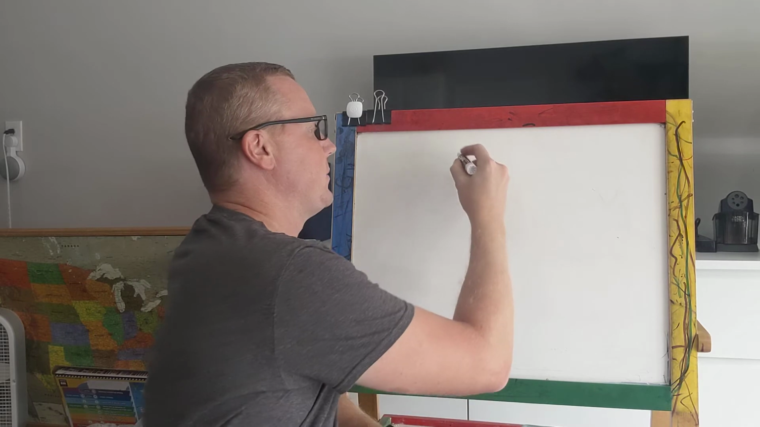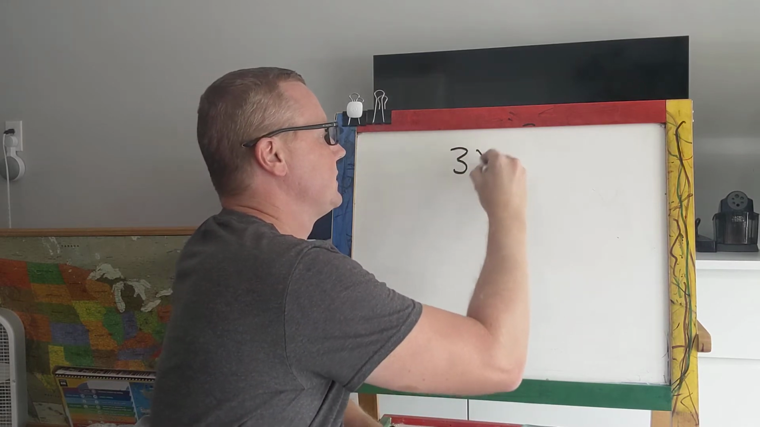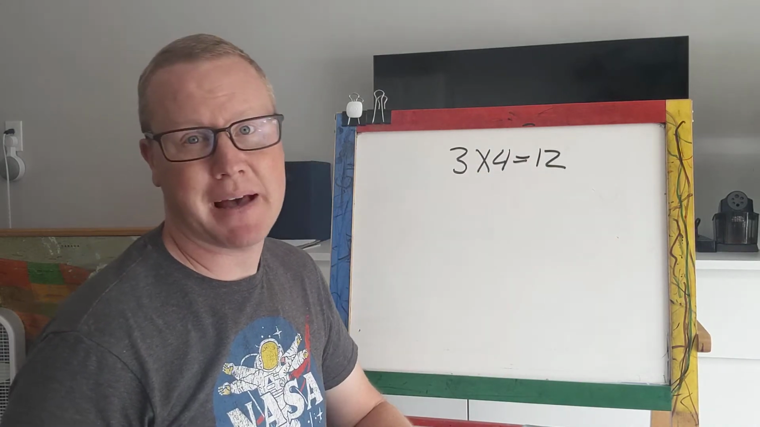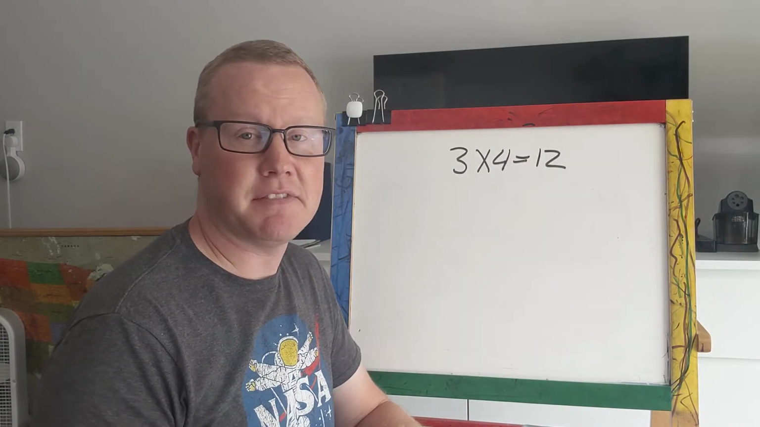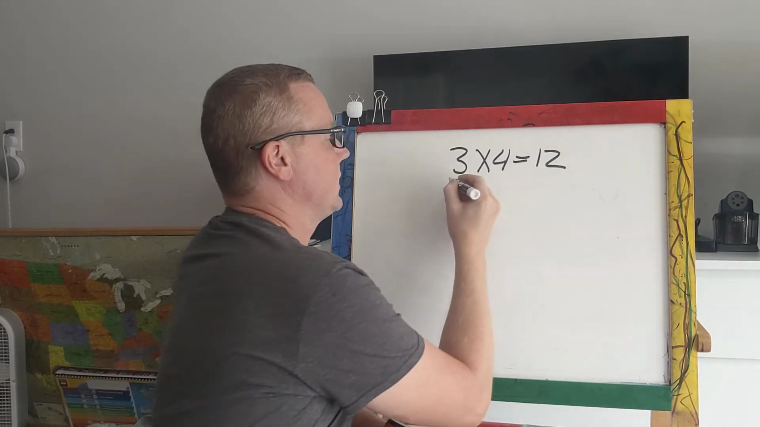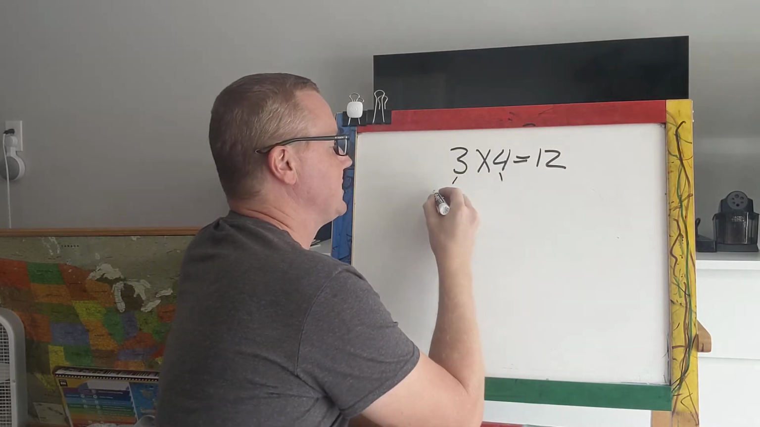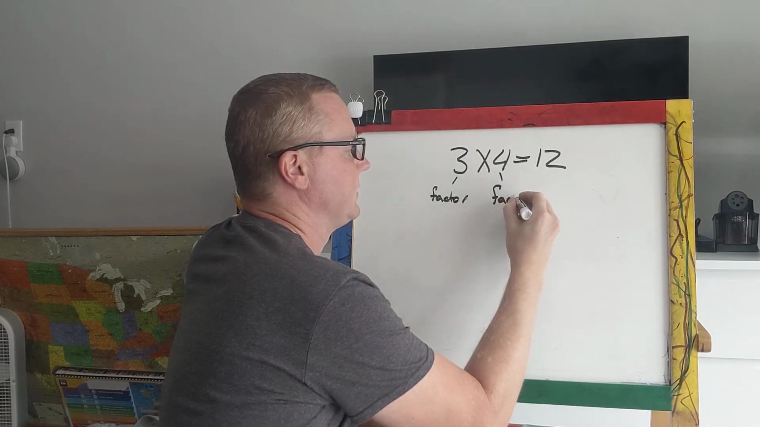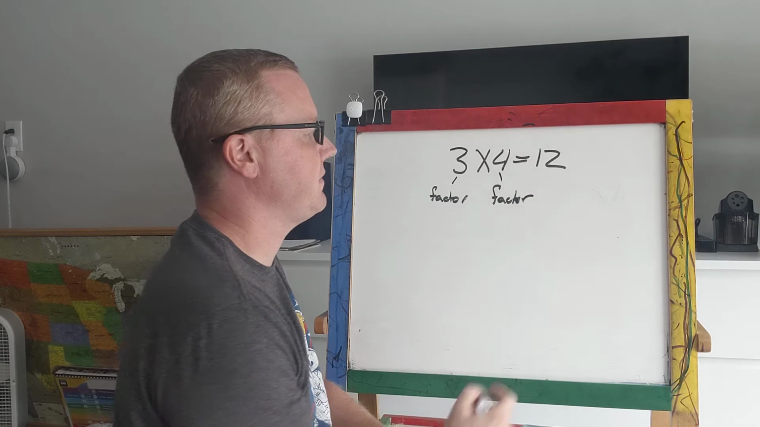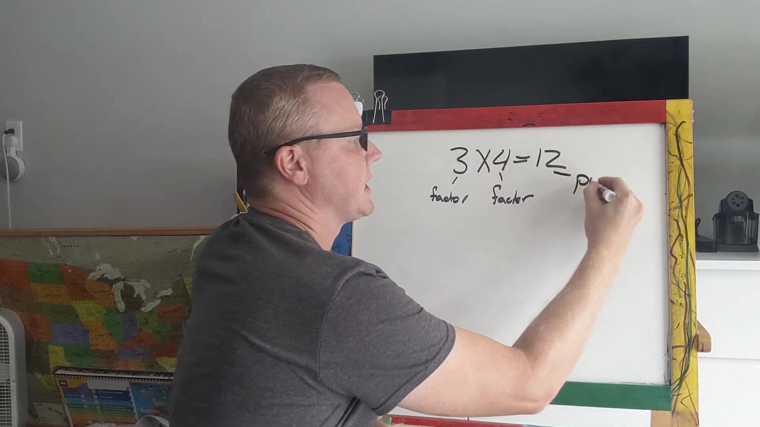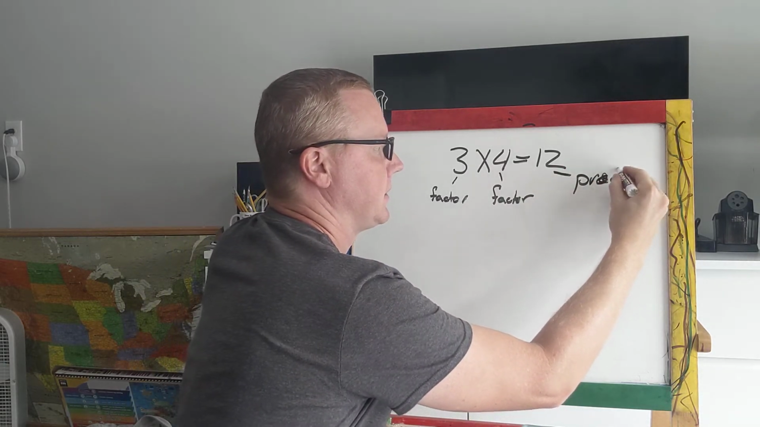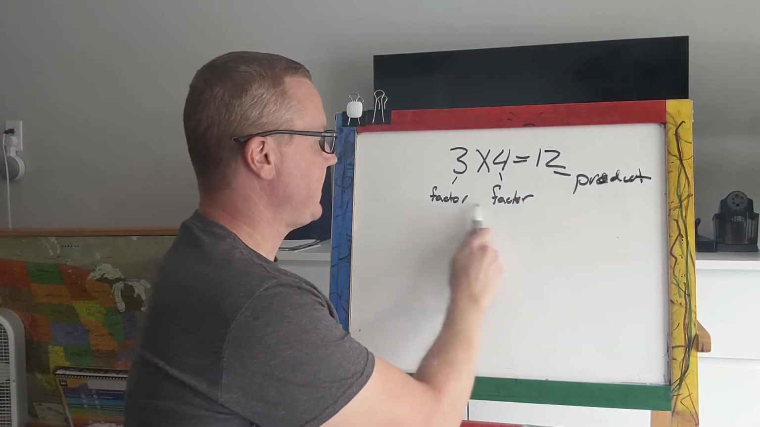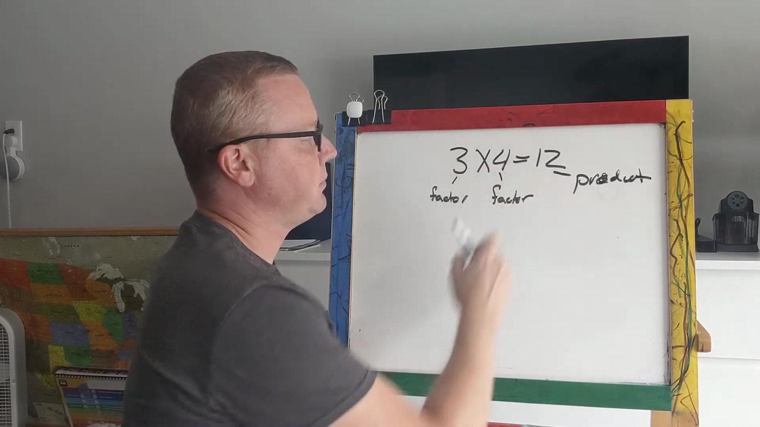So first of all, you guys already know what this is. This is an equation. So you guys know that. That's half the battle. This is an equation, and factors are just the two numbers being multiplied. So this is a factor, and this is a factor. 3 and 4 are the factors, while 12 is the product. It's what you get when you do these two things. So we have factors and a product.